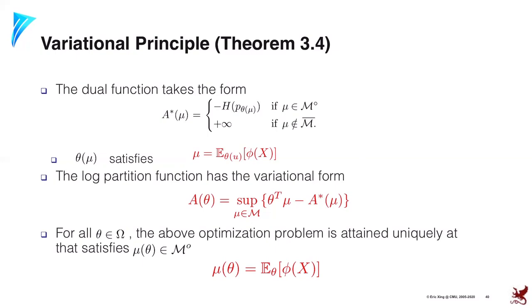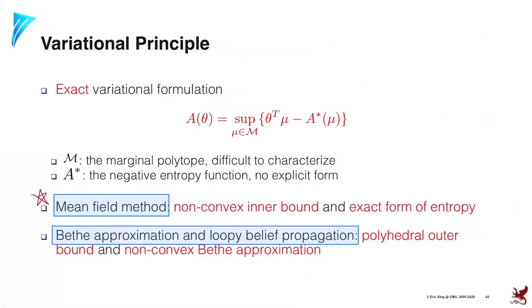And then, as discussed, the marginal polytope M is difficult to characterize, while the conjugate dual has no explicit form. So to approximate this marginal polytope M, there are two commonly used methods. One is the mean field method, and the other is the Bethe approximation and loopy belief propagation.